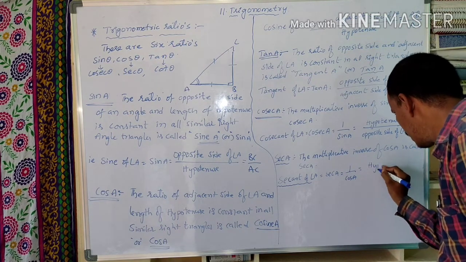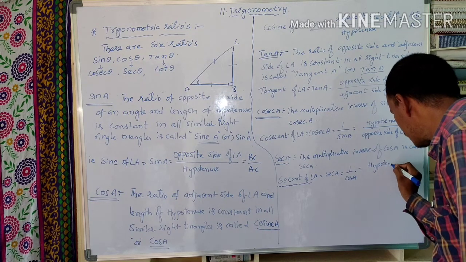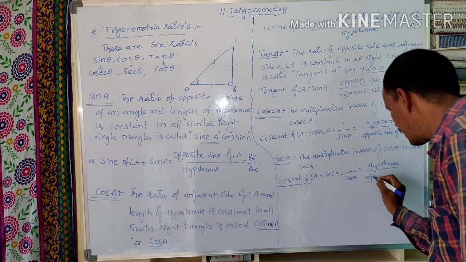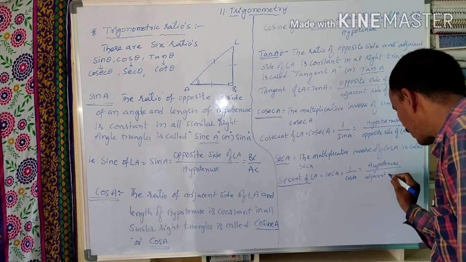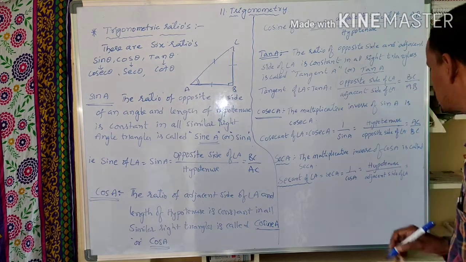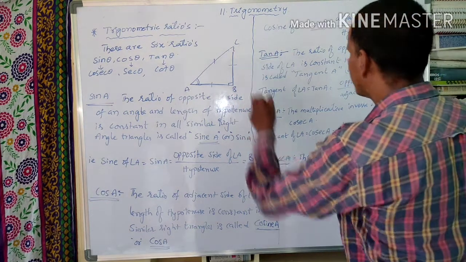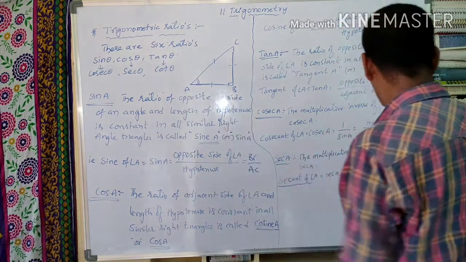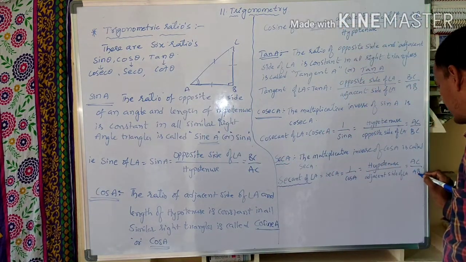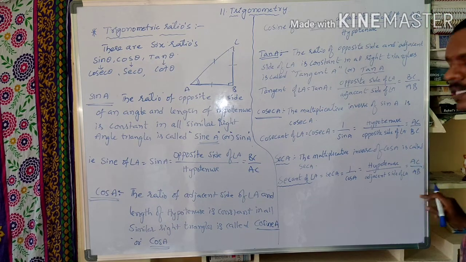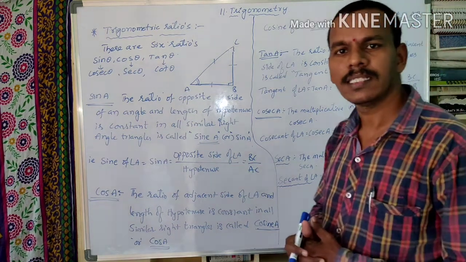Hypotenuse by adjacent side of angle A. What is the hypotenuse? AC. And what is the adjacent side? AB. Check it: cos A is AB by AC, and its reverse is AC by AB. That is only sec A.